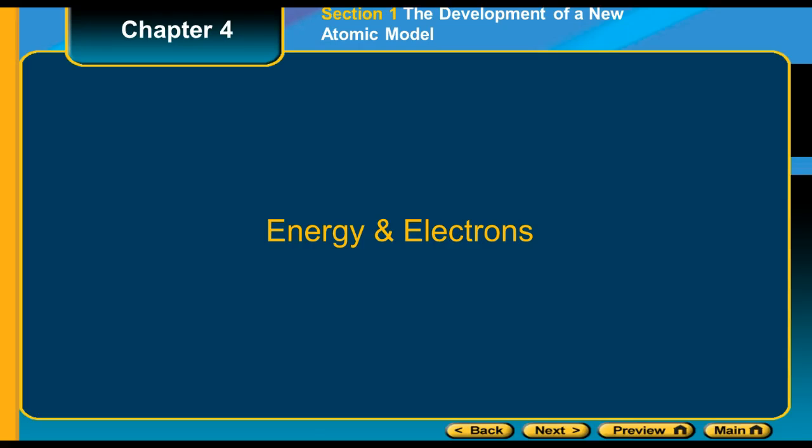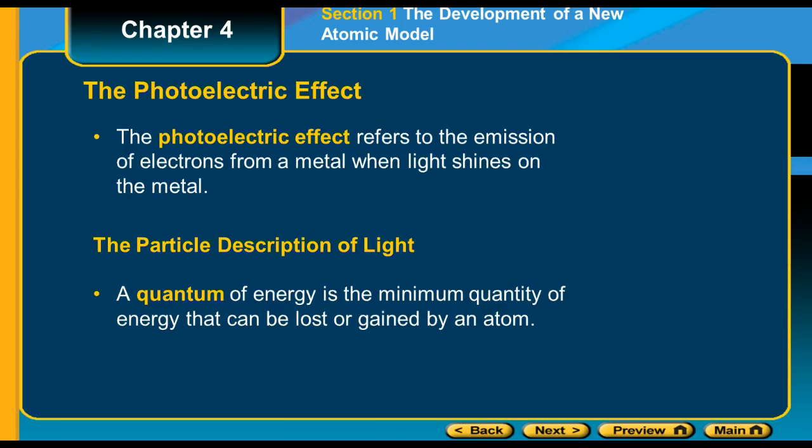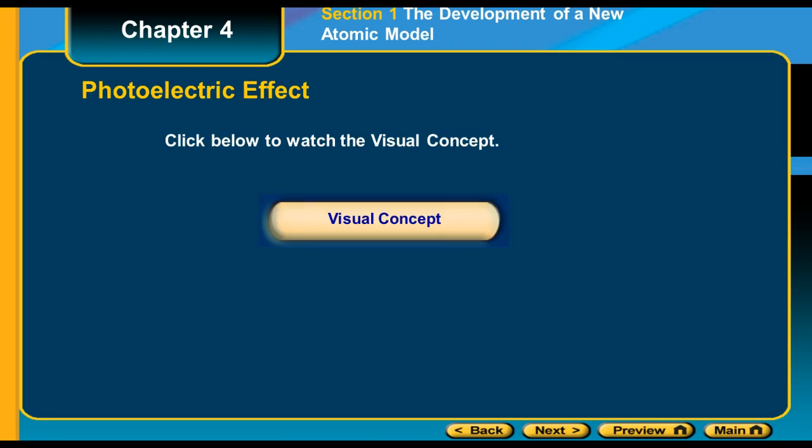Alright, this presentation is about energy and electrons and combining the two equations, the speed of light equation and the energy versus frequency equation, also known as Planck's constant equation. The photoelectric effect refers to the emission of electrons from a metal when light shines on the metal. And a quantum of energy is the minimum quantity of energy that can be lost or gained by any atom. Both of those words you're going to see later.